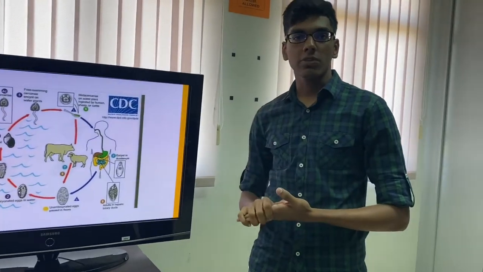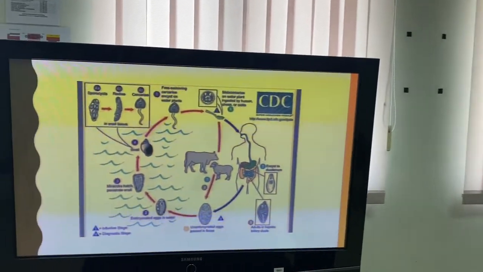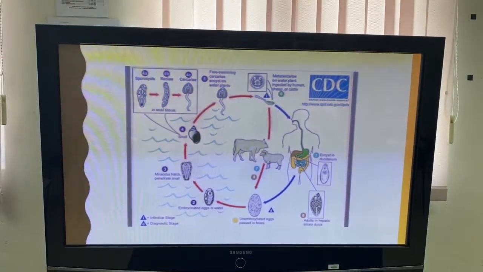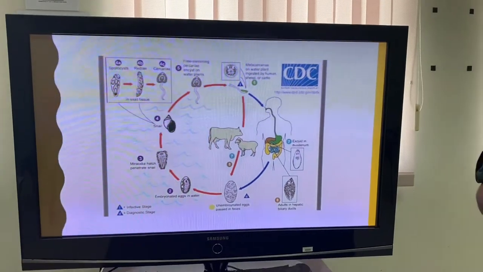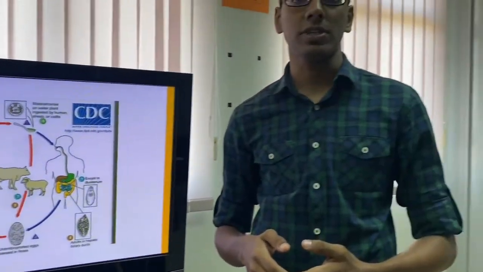Fasciola actually infects both humans and also animals, mainly cattle and sheep. Their infective stage is metacercaria, which can be found in water plants. And their diagnostic stage is eggs that are passed out in feces.